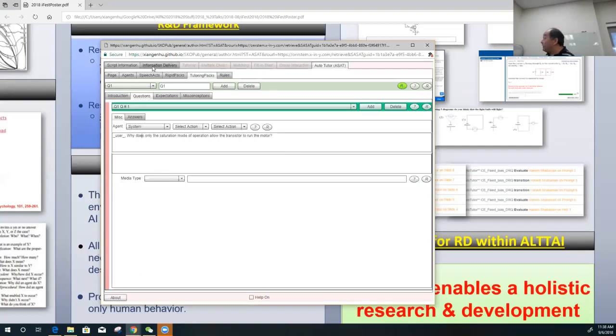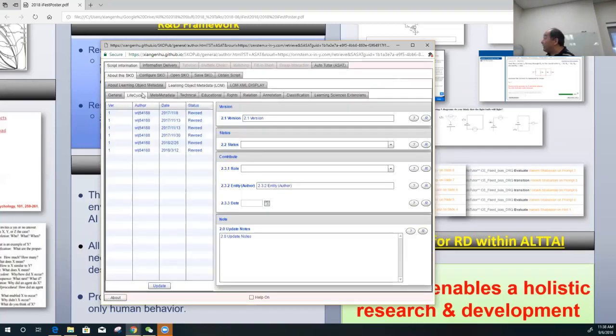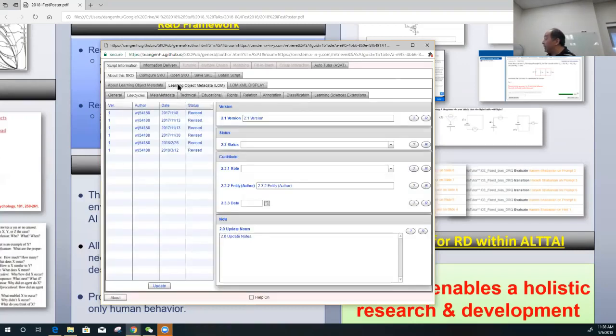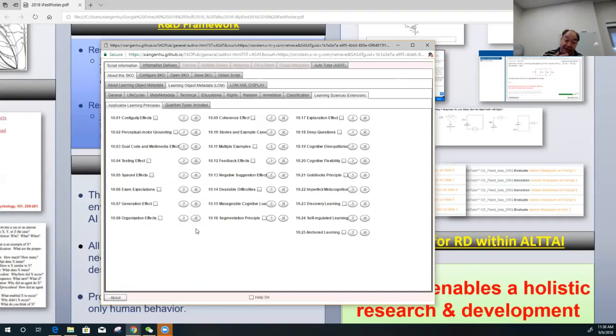So what you can do is the following. You can have the LOM, the learning object metadata, with a learning science extension, and this learning science extension characterizes or specifies what kind of tutoring system you are building. And for each one of those, for example, I'm just giving you the deep questions. So this is the deep question. Where is that? Yeah.